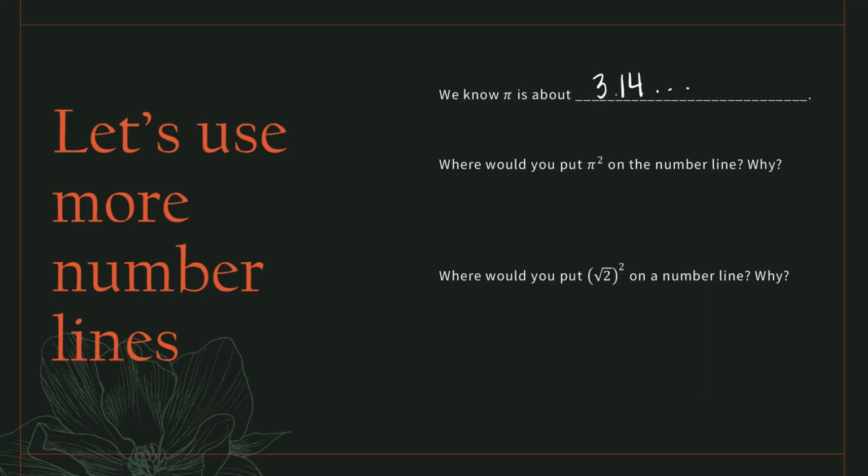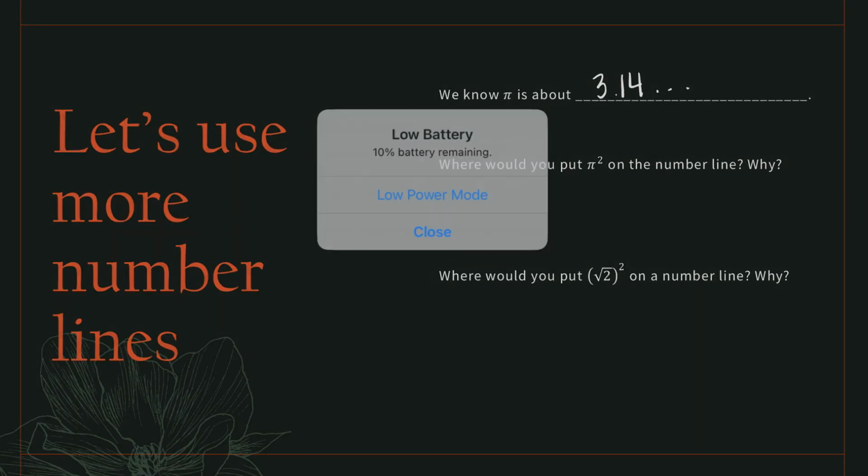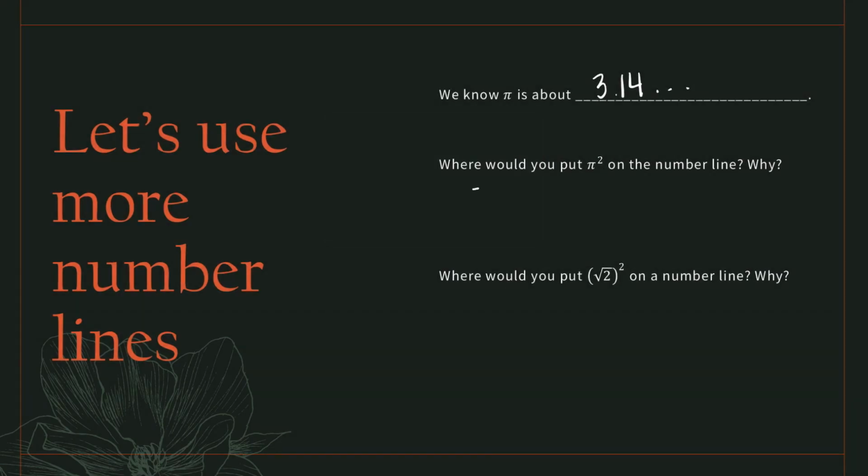Okay, so we know that pi is about 3.14, so we can say that pi squared is roughly around 9-ish. Because it's only 0.1 bigger. It's not like it's really close to 3. It's not closer to 4. So we can guess it'll be around 9-ish. It'll be slightly more than 9. But it won't quite be to 10.